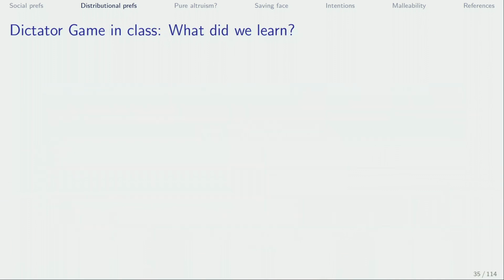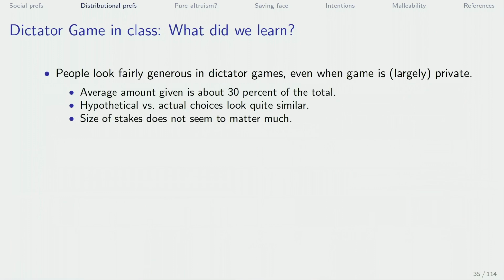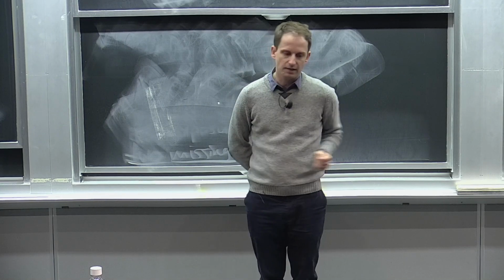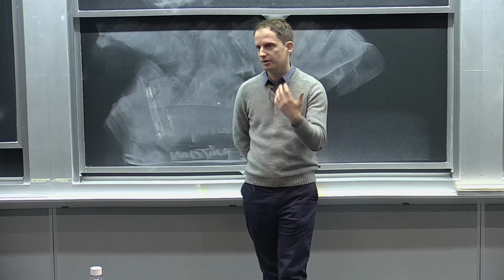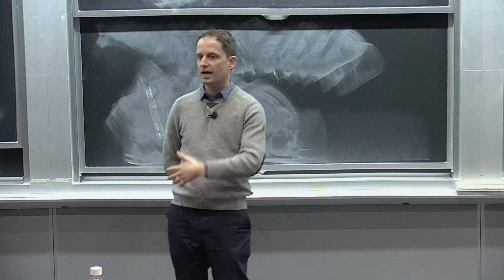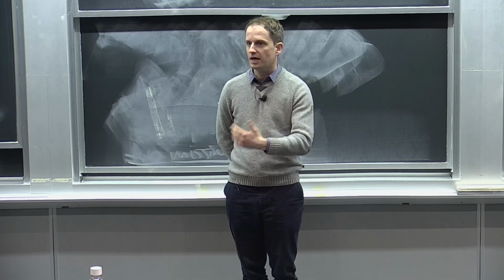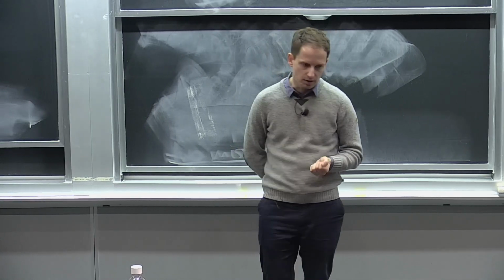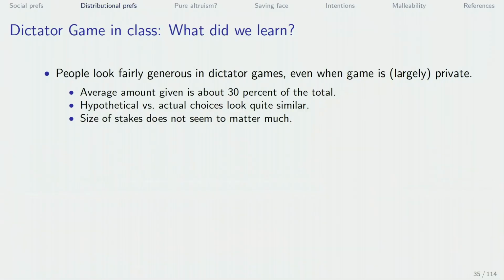Okay, so let me summarize what we learned in those kinds of games. First, people look fairly generous in Dictator games. Even when the game is largely private, we're going to challenge that assumption a bit more, exactly as you suggested, with other ways in which people can be more private, they can hide the game entirely, or hide behind a machine or a computer, or opt out of the game in certain ways. People generally seem to give something like 30% of the total. That's quite common. 20 to 30% is quite common overall.